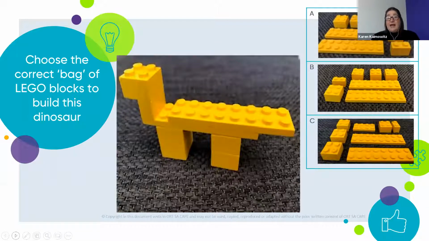I'm going to put a poll up onto the screen right now. Have a look very quickly at which group of Lego you feel would complete this dinosaur on the left if you had to remake it so it looked exactly the same as mine.